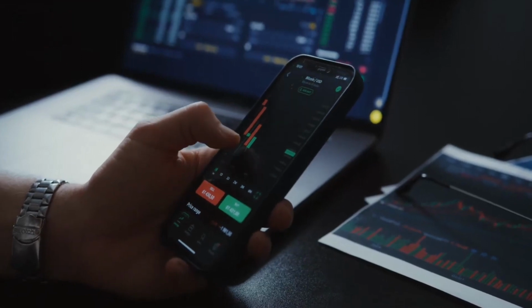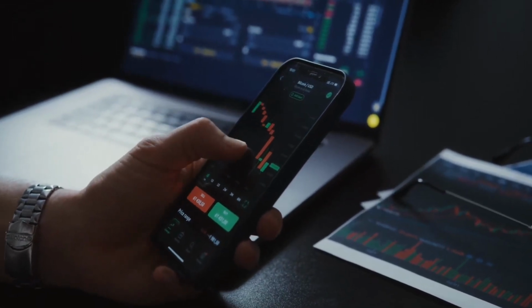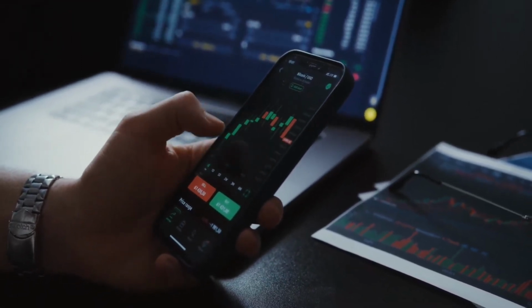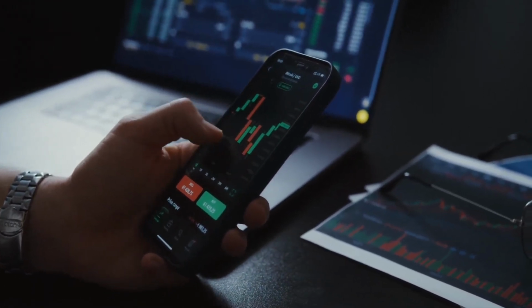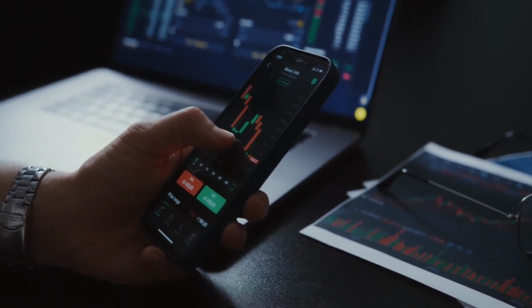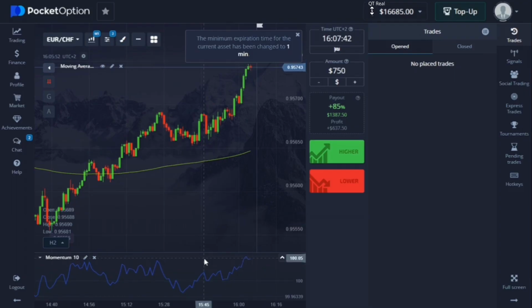One thing I will tell you guys, and this is coming from experience, is never chase your losses because it always ends badly. Less is more, keep it simple. 2 to 3 trades per day is more than enough. And those are the top 5 tips for trading binary options.